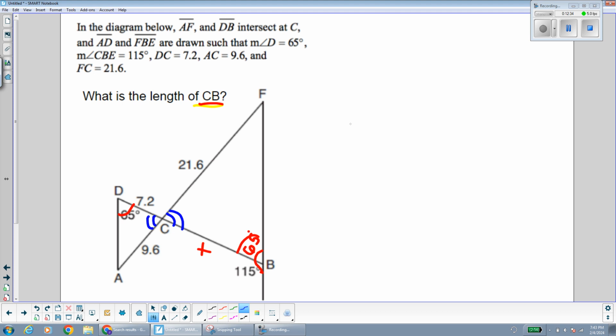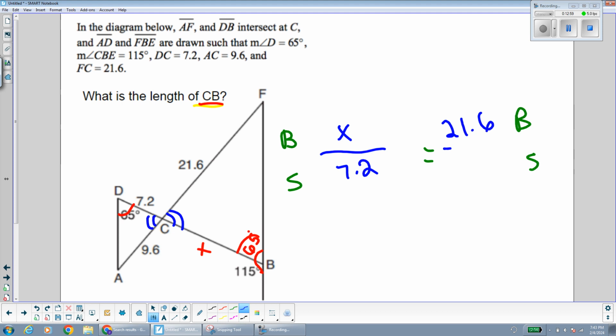So I definitely want to have x in my proportion because I'm looking for that. And that's from the big triangle. So I'm going to use the corresponding side to it from the small triangle, which would be 7.2. So I have big triangle over small triangle. So I have to be consistent over here. I have to set it up the same way. So I'm going to take another side from the big triangle. The only other one I have information about is 21.6. And the corresponding side to it from the small triangle is 9.6.